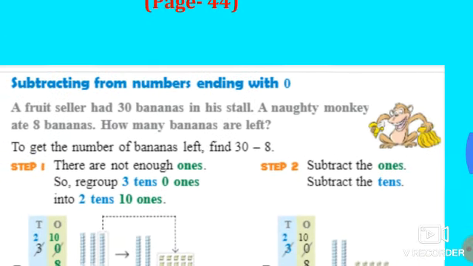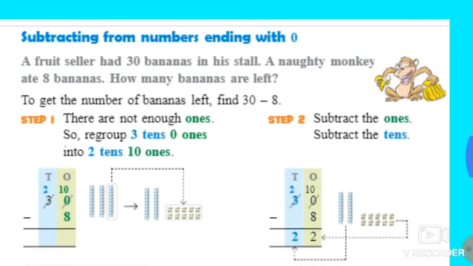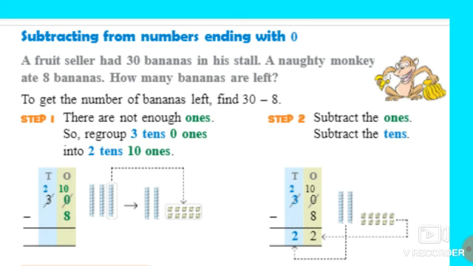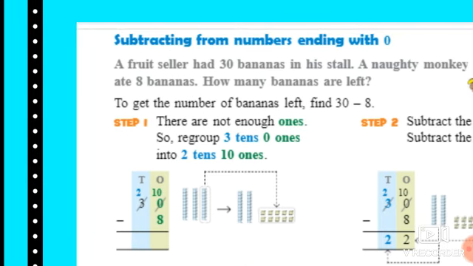What do we have to do to get the number of bananas left? Find 30 minus 8. See step 1, students. Now, can we subtract 8 from 30, students? No, because there are not enough ones in 30. Only 0 is there at the ones place. So, can we subtract 8 from 0? No. What will we do in step 1, students? We will borrow from the tens place.